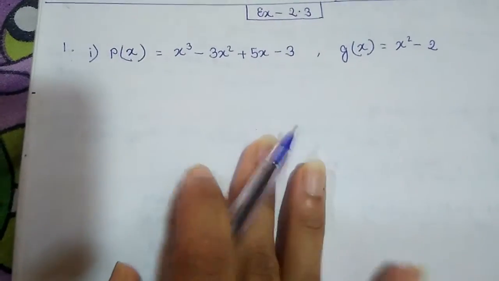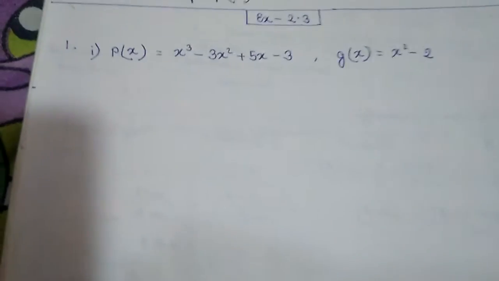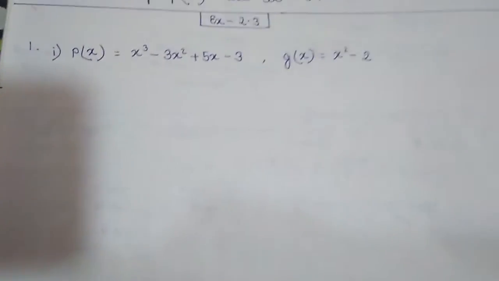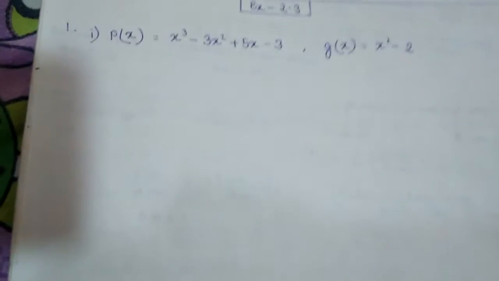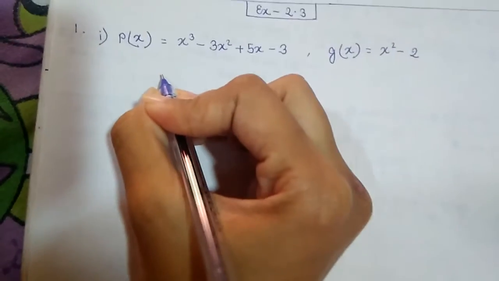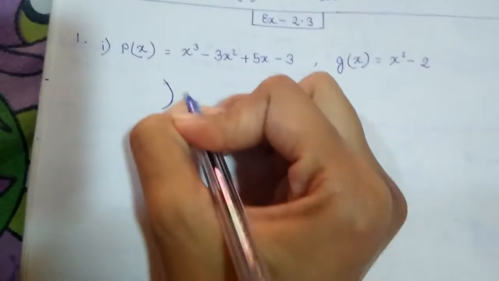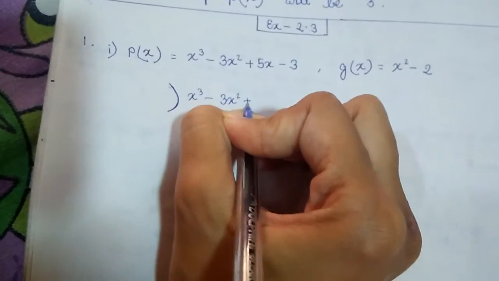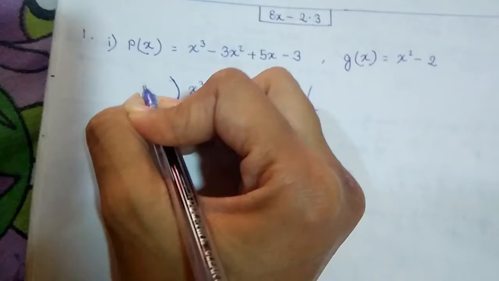We will do exercise 2.3 question number 1. Question number 1: they give one polynomial p(x) and another polynomial g(x), and ask if we divide p(x) by g(x), what will be the quotient and remainder. So first we have to divide. For this one, p(x) will be the dividend and g(x) will be the divisor.